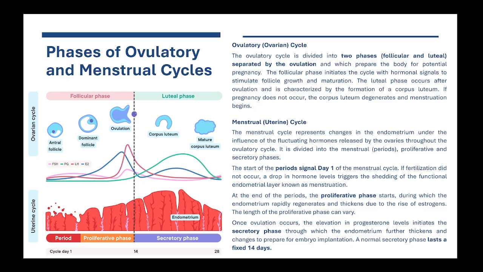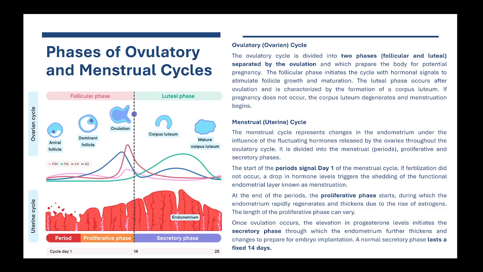So the uterine cycle is divided into three phases. First, there's the periods or menstrual phase, the proliferative phase, and the secretory phase. The start of the period signals day 1 of the menstrual cycle. When fertilization does not occur, as we said, there's a drop in hormones and there is a shedding of the functional layer of the endometrium that is called menstruation.